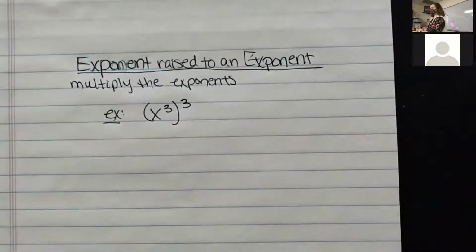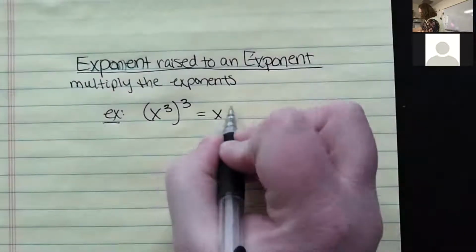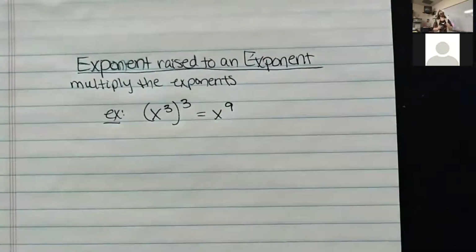What do you think this is going to be? X to the 9. Okay. Because we did the operation, we can lose the parentheses.